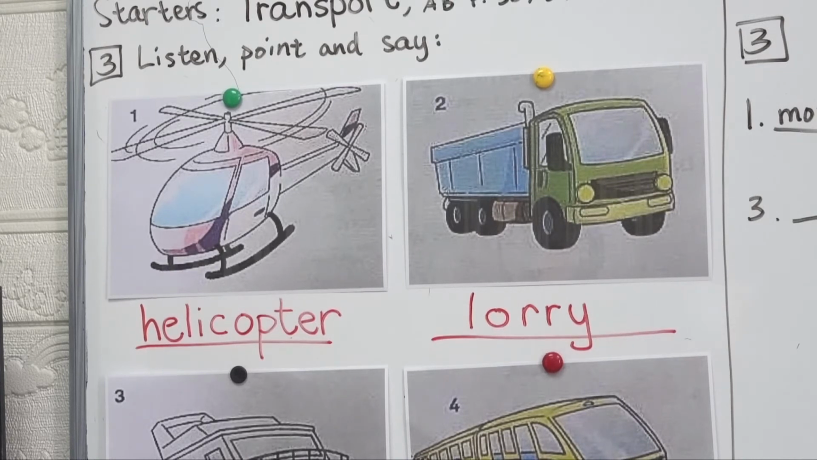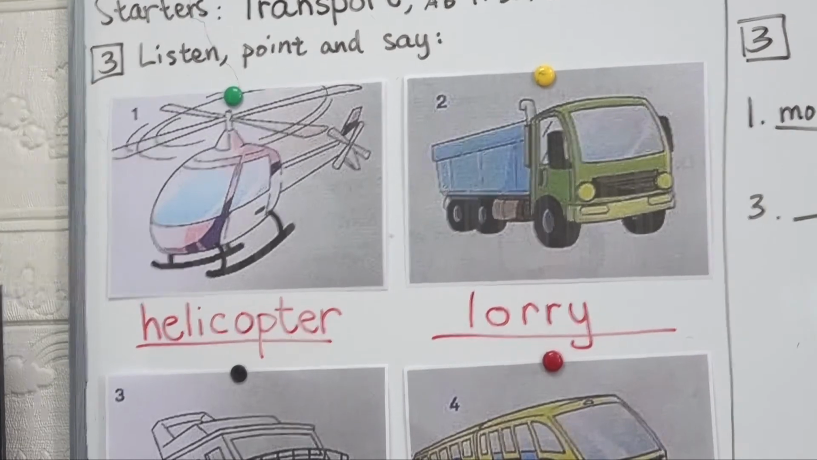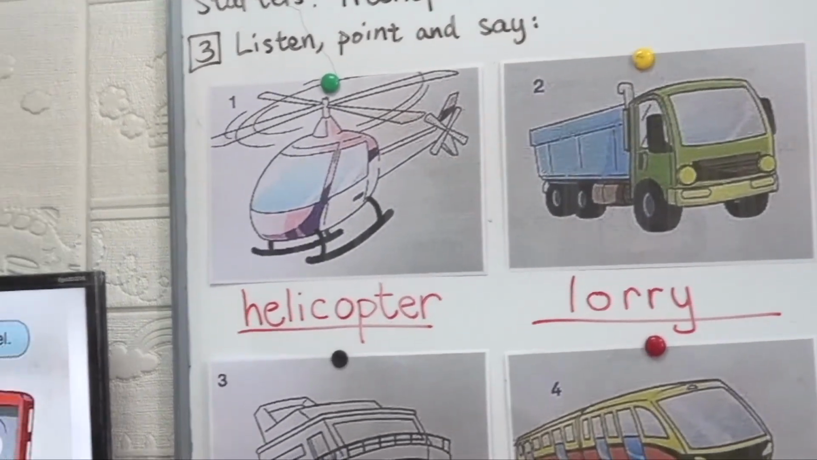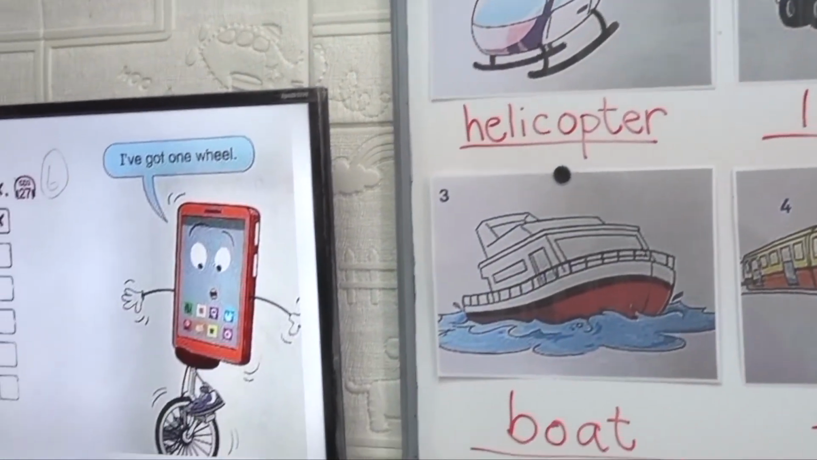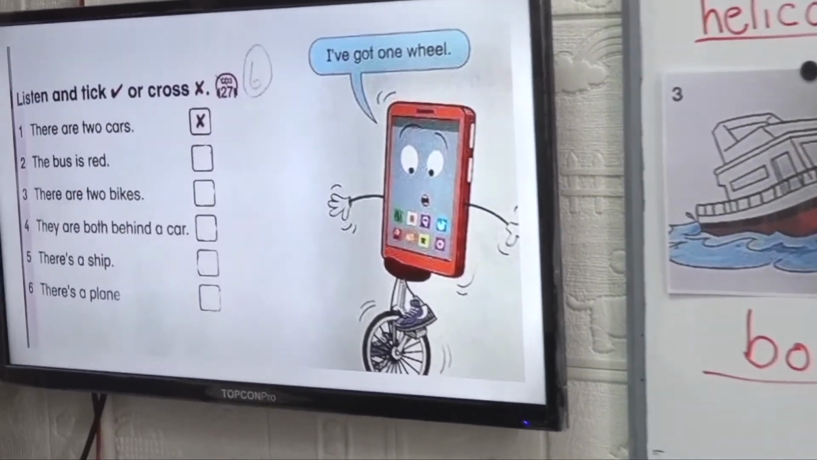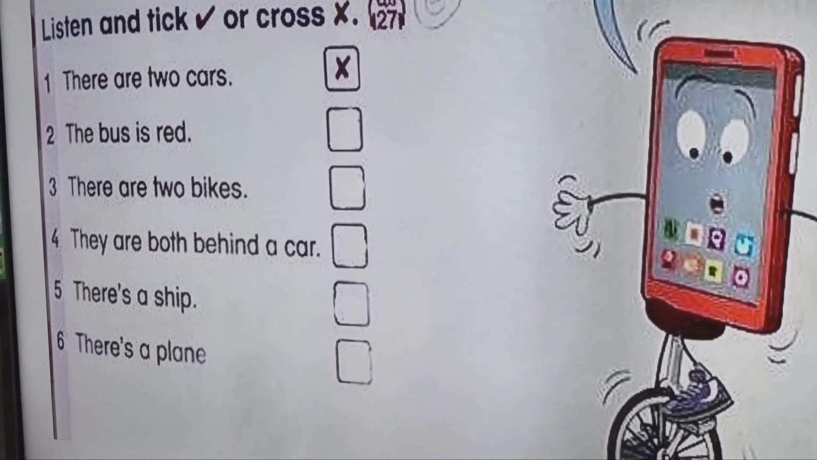Unit 5, Lesson 2. 2. Listen and tick or cross. There are 3 cars. One is green, one is blue, and one is red.